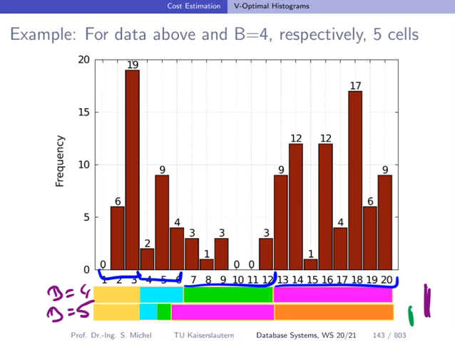So these V-optimal histograms are the optimal histograms regarding sum squared error for a given user-defined number of buckets you want to invest, so you want to tolerate, because this also requires, of course, storage. Then if you say I have my data and I want to have 100 buckets, then this algorithm will give you the best bucket boundaries which minimize the sum squared error. That's the idea behind that.